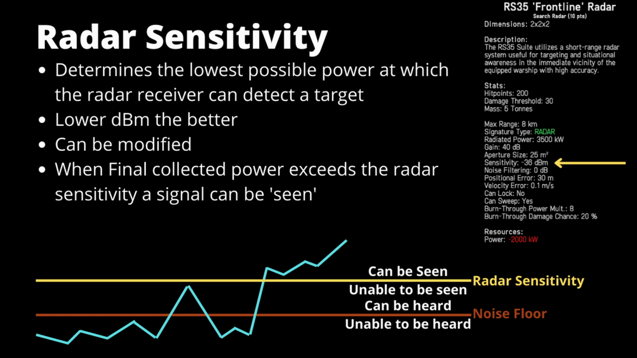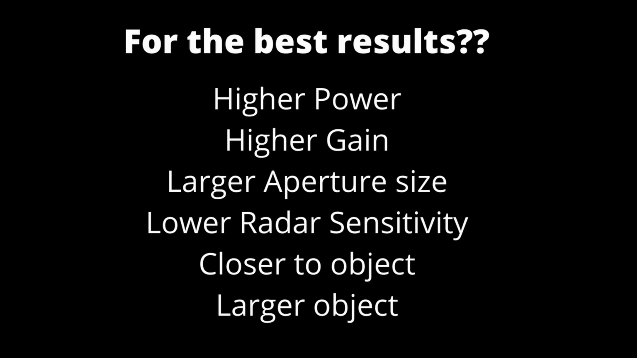So if the frontline had a lower radar sensitivity, and that yellow line was able to drop and touch that first blue triangle peak, then we would have seen a track at that point, as well as the additional spike and then continual growth of that power. Note that the power may change or spike, which will also enable it to move above the radar sensitivity, such as moving closer to the target, or the radar cross section, or the roll of a ship changing, enabling that radar to have enough power to see the track. Ultimately, for the best results, you want to have higher power, higher gain, a larger aperture size, a lower radar sensitivity, as well as being closer to your object.